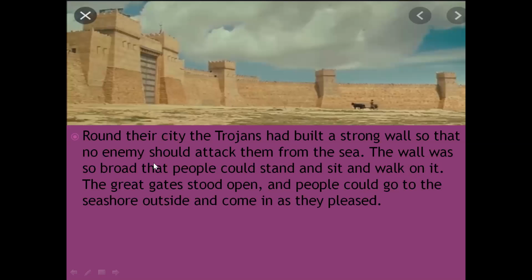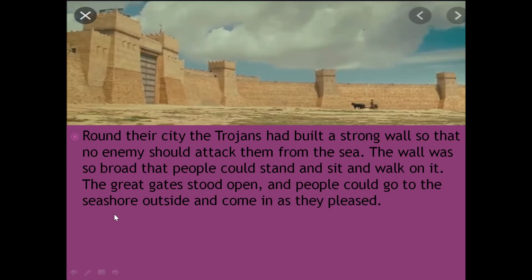I will read the lines first, then I will explain it. Round their city, the Trojans had built a strong wall so that no enemy should attack them from the sea. The wall was so broad that people could stand and sit and walk on it. The great gates stood open and people could go to the seashore outside and come in as they please. As they please, as they wish. Okay. Now see the explanation.